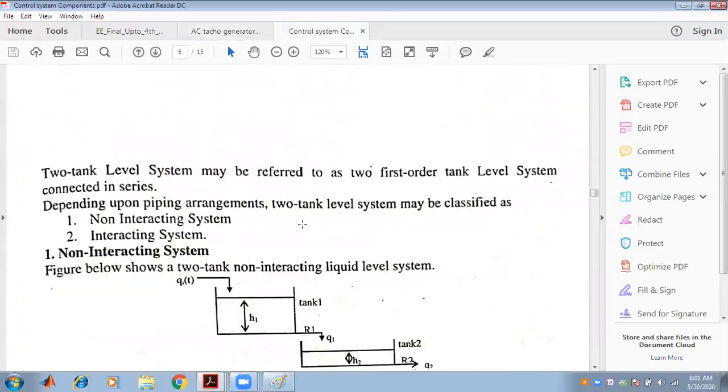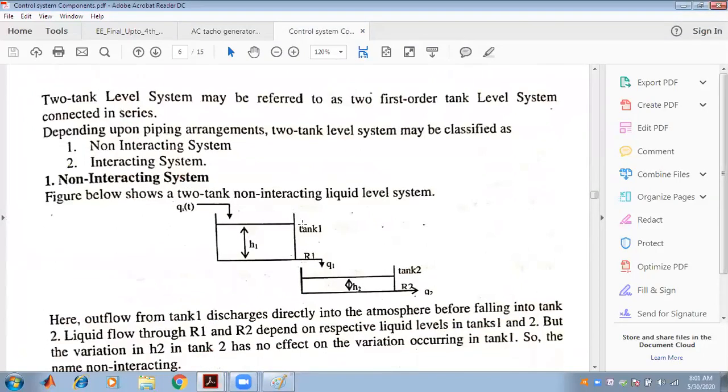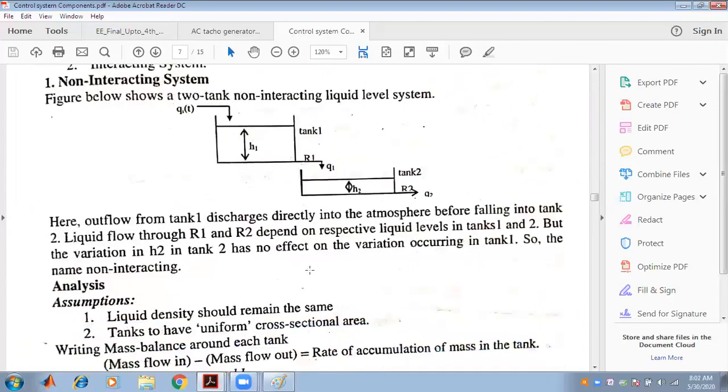Another portion that we will discuss today is the liquid level control. A two tank level system may be referred to as two first order tank level systems connected in series. Depending upon the piping arrangement, the two tank levels can be classified into non-interacting and interacting systems. So let us see the non-interacting system. This is the figure of the non-interacting system.